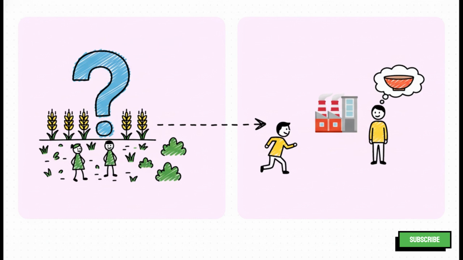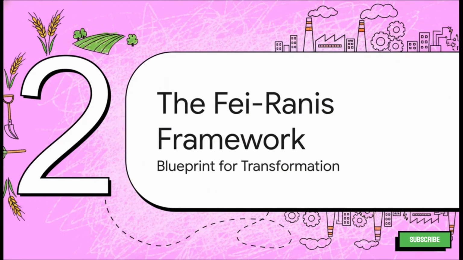But his model had a massive blind spot. It pretty much ignored agriculture. It just assumed farms would provide an endless supply of workers, but it never really asked the crucial question: who's going to grow the extra food to feed all these new factory workers? And that's exactly where Fei and Ranis step in. So John Fei and Gustav Ranis basically filled that gap in Lewis's model. They created a much more complete framework that really focused on the relationship between agriculture and industry. You could call it the real blueprint for economic transformation.